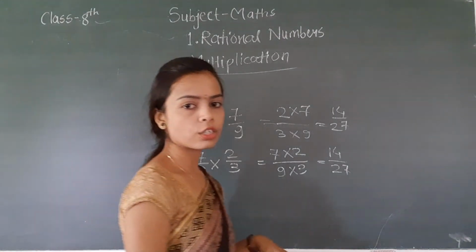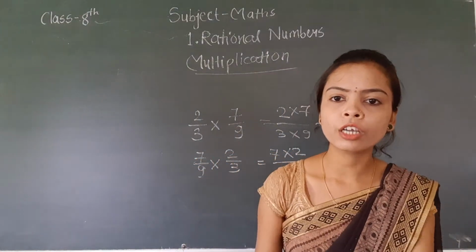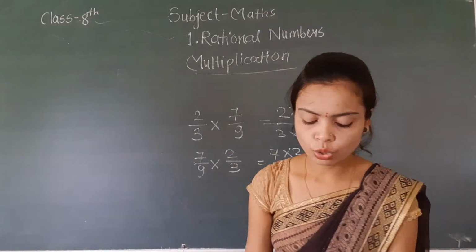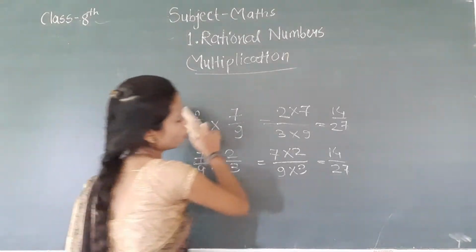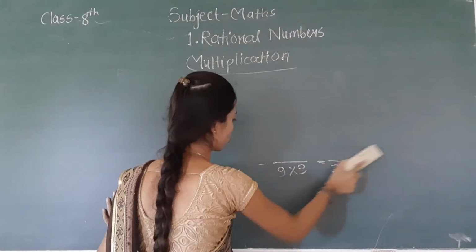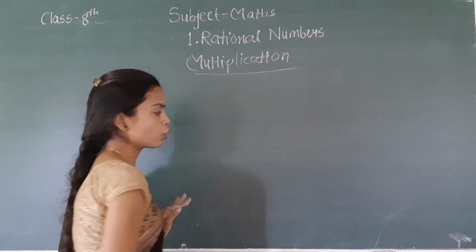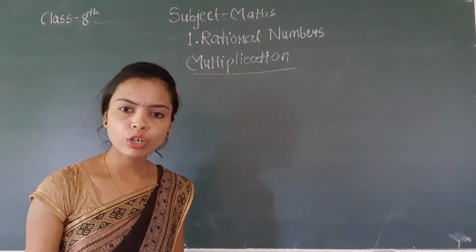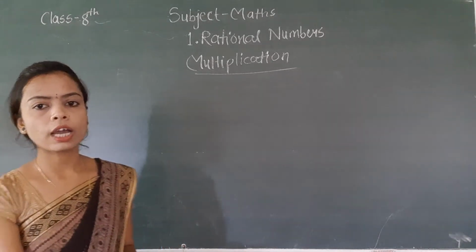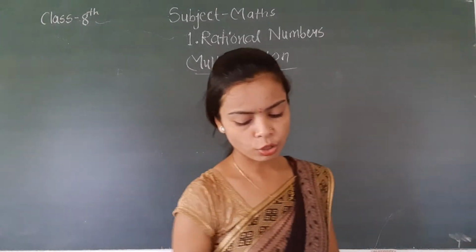After that there is a third property. Which is your third property? Your third property is associative property. Now tell me, what is associative property? Associative property is, if you are changing the grouping of your rational numbers, your answers must not change.